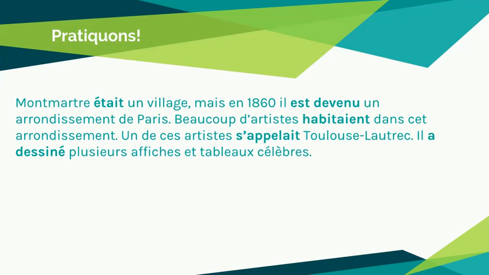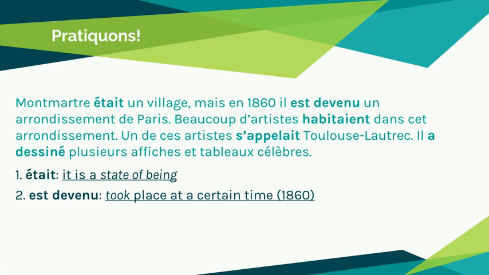So this first verb we have is était. It's être. It is a state of being, right? Montmartre was a village. It's describing how Montmartre was, so we're going to use the imparfait. Est devenu. This took place at a certain time. We're not saying that it was becoming an arrondissement. It became. That action is complete at a specific time. So we're going to use the passé composé.